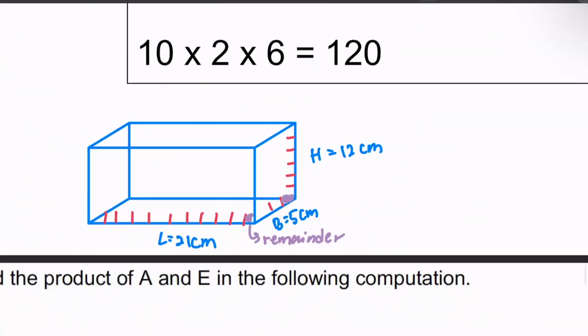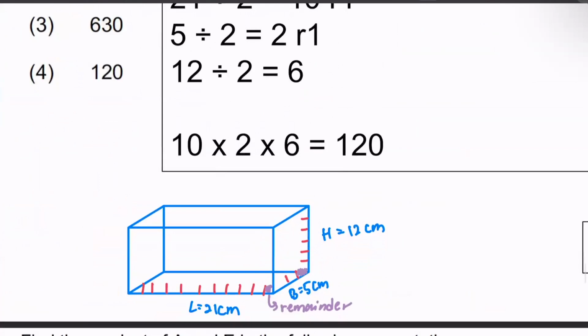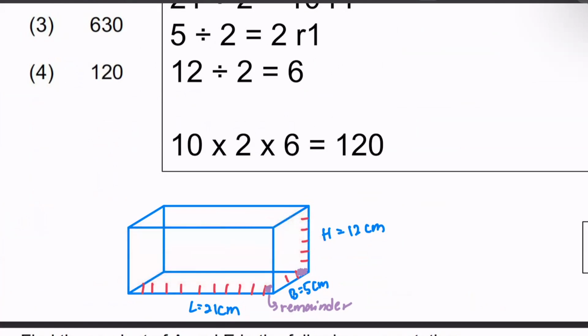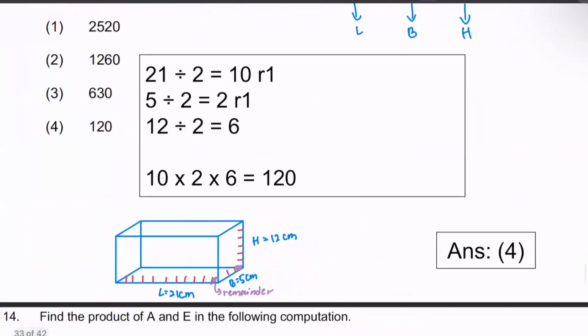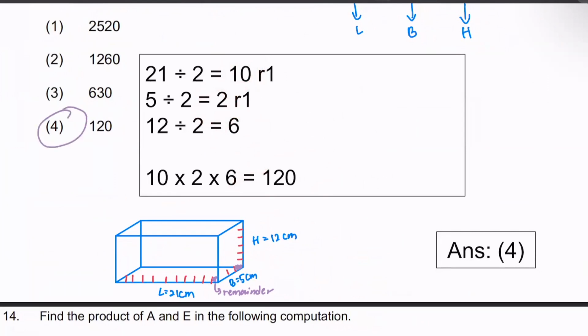Okay, so once that is done, this is just one layer. Remember, this is just one layer that you have calculated. Now you need to calculate how many layers there are to fit the whole container. So the final step is you take 10, 2, and 6, then you multiply them, you get 120 cubes. So your answer is 4, right?